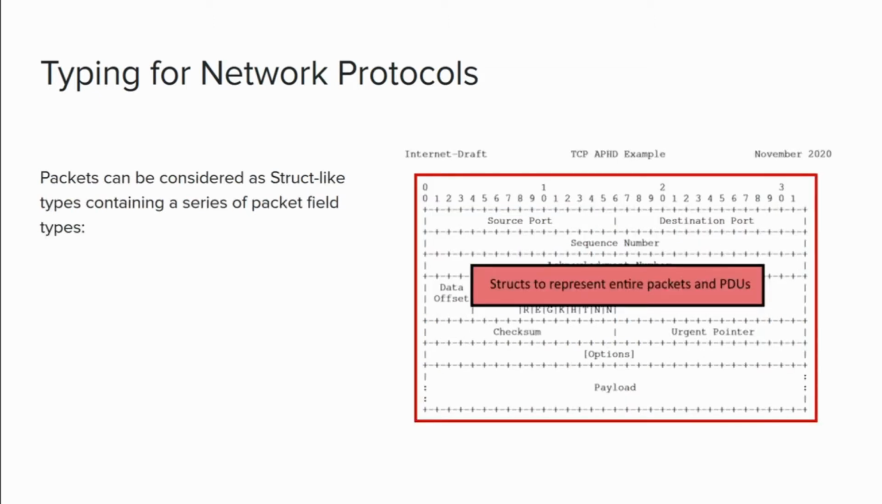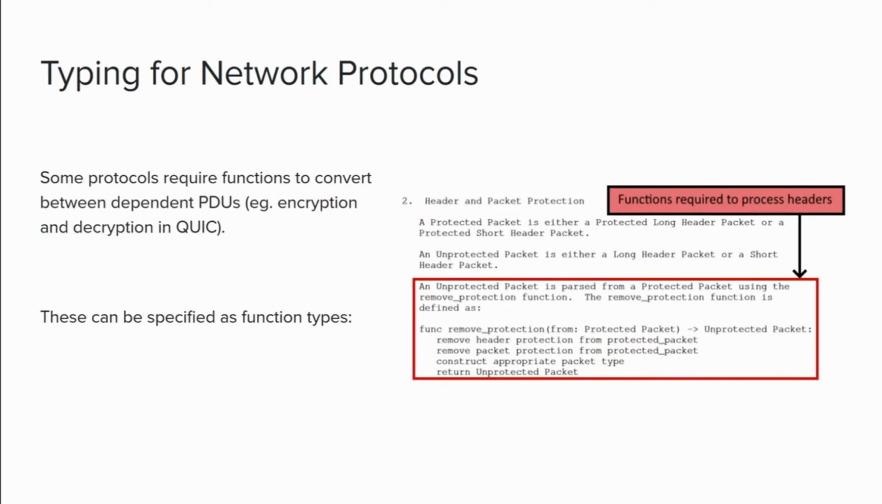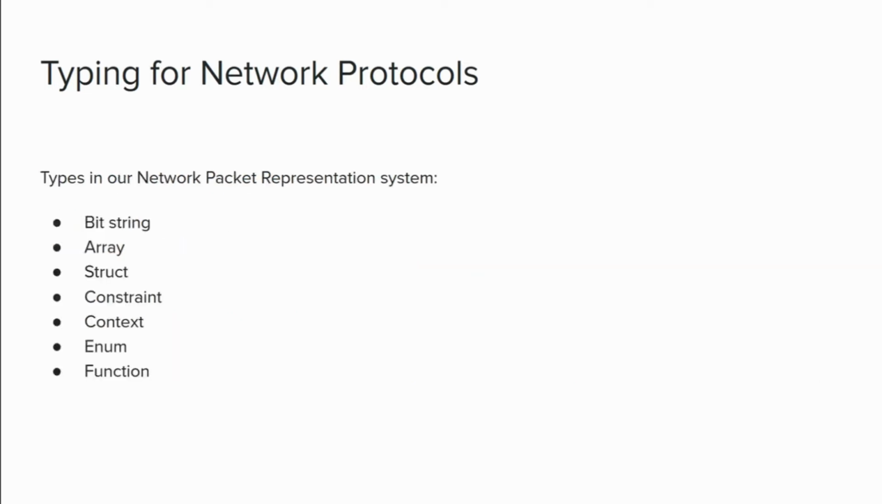Packets and protocol data units as a whole can be considered as structure-like types, given that they contain a sequence of field types as constituent members. One data type which doesn't feature in TCP but is integral to Quick would be the function data type. So these are required to perform conversions between different protocol data units. In this case, it would be encryption and decryption of Quick's protected packet headers.